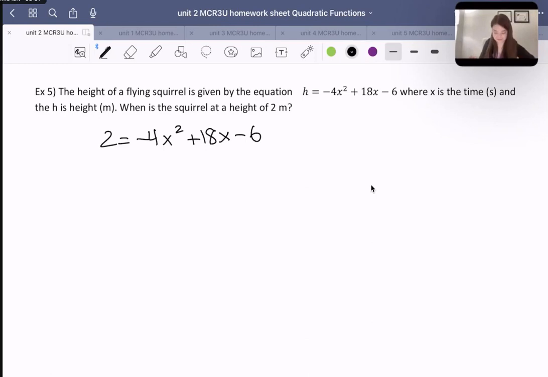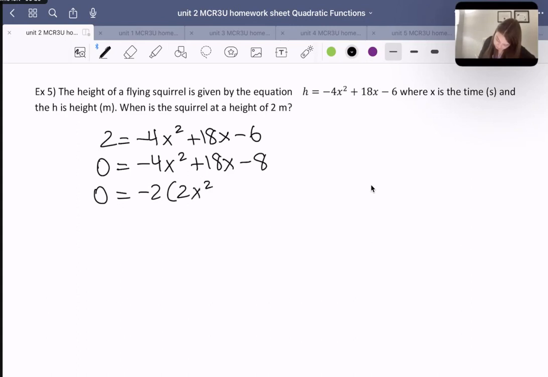Good. Then I'm going to subtract 2 from both sides, like that. And then I'm going to common factor, because we can common factor out a negative 2 here. So I'm going to common factor first. And now I'm going to use decomposition, followed by factor by grouping, followed by the zero product property. So very similar to the question we did previously.